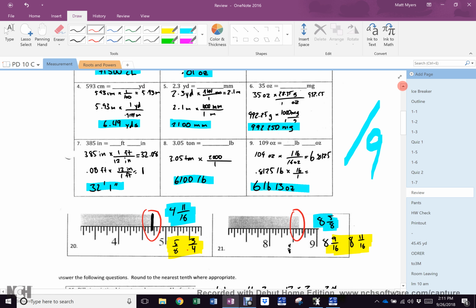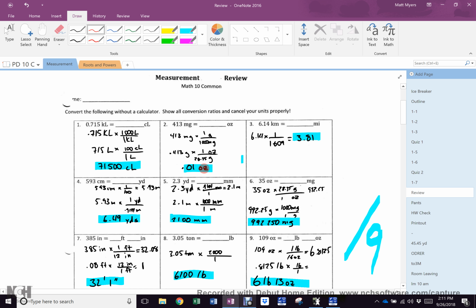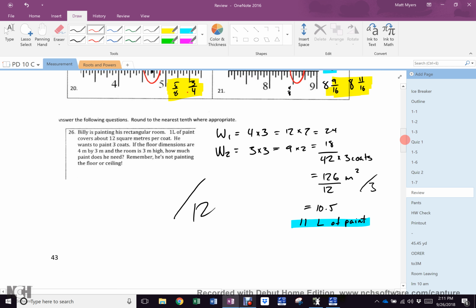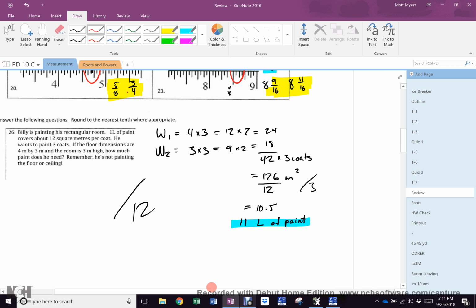Question number 2. 0.01 ounces. I did 0.014. Yes, that is fine. And, of course, the first chance you have to lawyer ball. He needs 10.5 liters of paint, or he needs 11 1-liter cans of paint, depending on how you read the question. Does anybody need that explained in more detail to them? Which part?